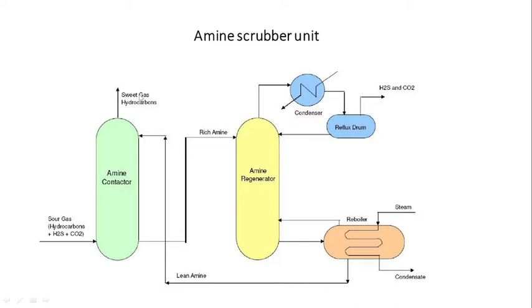Here they are regenerating the amine using distillation. Amine that is rich in H2S and CO2 is recovered using distillation. As the top product, we get H2S and CO2. From the H2S we can produce sulfur in the Claus process.